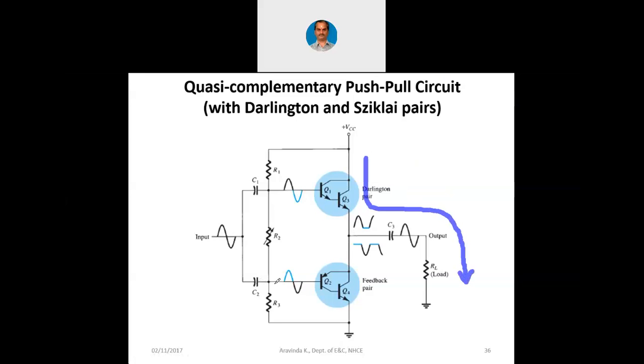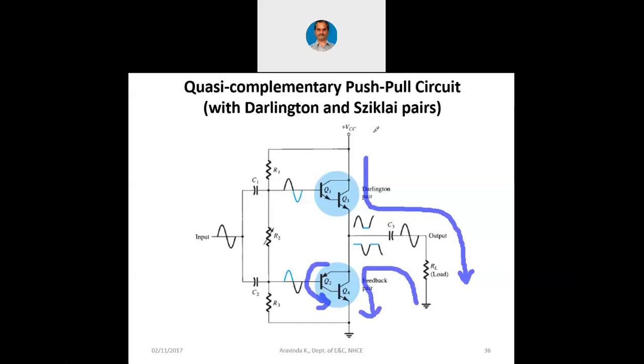Now in the negative cycle, because in the case of PNP current always has to flow out of the base, this PNP is conducting in this manner. And at that time the PNP is supplying the base current to the NPN. So now current flows through the load in this manner, in the reverse direction.